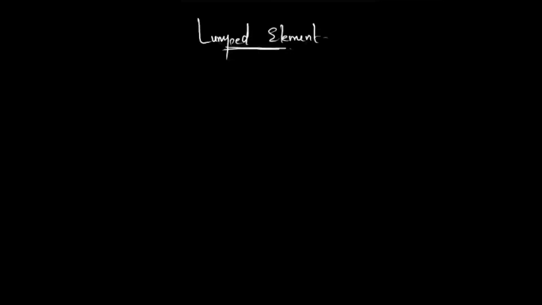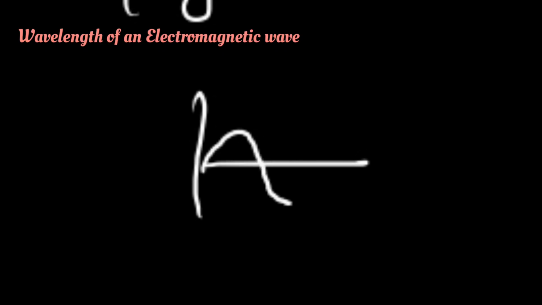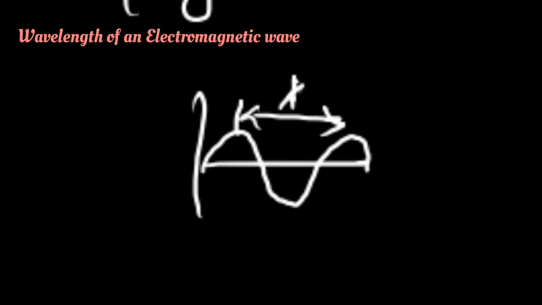An element is called lumped if its physical size is very much less when compared to the wavelength of electromagnetic wave propagation. Now, what is a wavelength? Wavelength is nothing but the distance between two adjacent peaks. Consider this being an electromagnetic wave, and the distance between the two peaks is the wavelength, and it is denoted by the letter lambda.